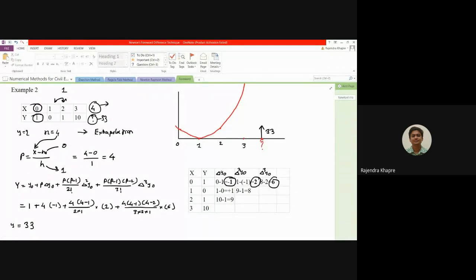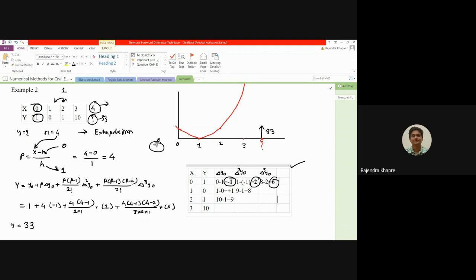Now I want all of you to find out what will be the value of y when your x value is somewhere over here, that is minus 1. So this time I'll be using the value which is earlier than the data set. Can you do this? This table is going to remain the same, all we have to do is change the value of p. Earlier the x value was 4, now it will be minus 1, isn't it?